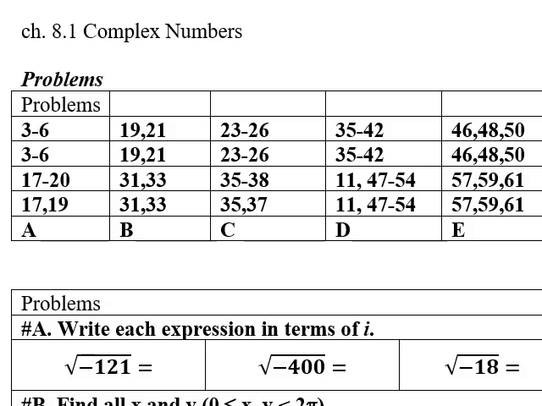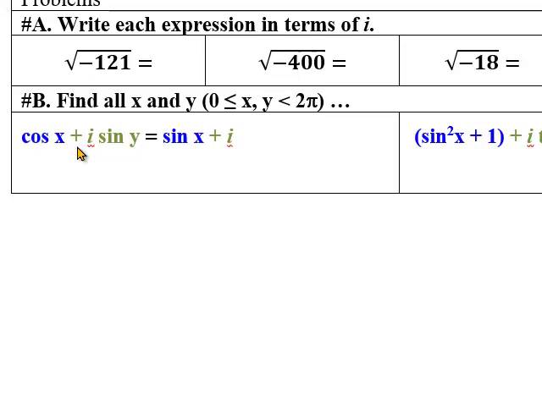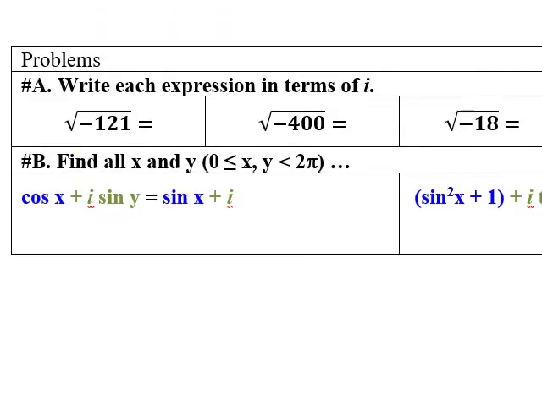So for chapter 8.1, complex numbers, here are some problems. The first one here: write each expression in terms of i. So square root of -121. Square root of 121 is easy, that's 11. Square root of negative 1 is i. So here it is, 11i.